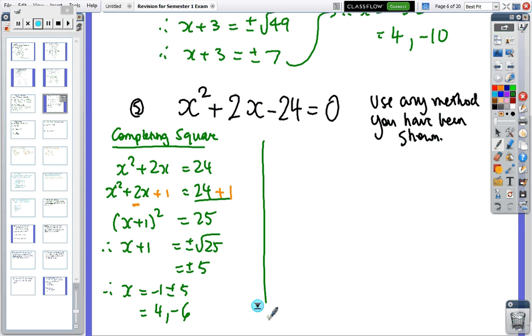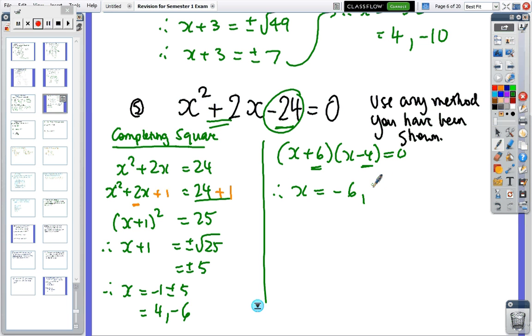The other way of doing it that you might like is what 2 numbers multiply to give minus 24 that add to give 2, and those 2 numbers are positive 6 and minus 4. 6 times minus 4 is minus 24, and those 2 numbers add to give 2. And so the answers are minus 6 and plus 4, which is the same answer.